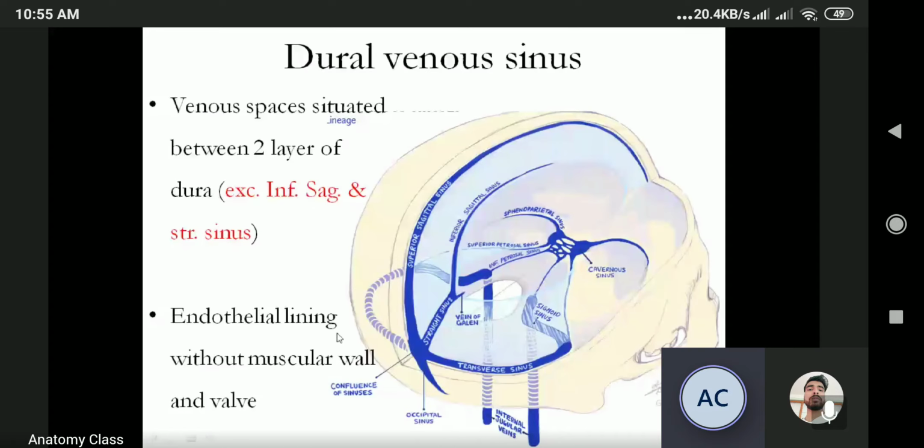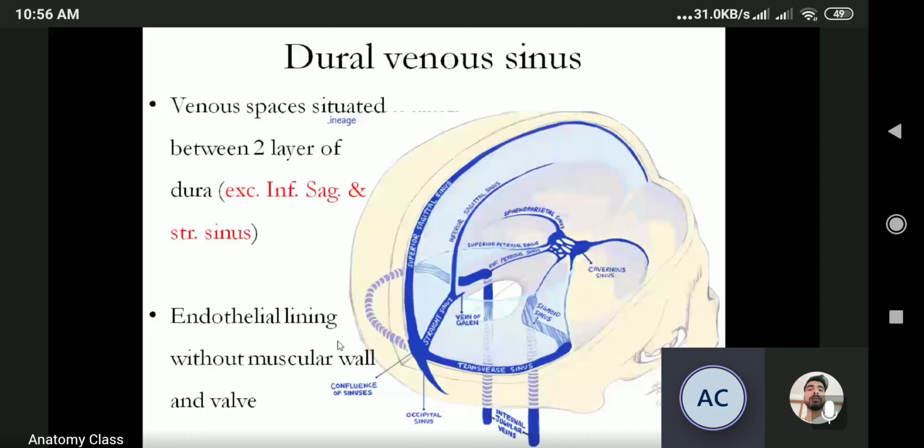So this dural venous sinus is lined only by endothelium without any muscular wall. Okay, and it is totally valveless. There is no valve present within these dural venous sinuses. So this is one of the differences from the normal vein of the rest of the body.